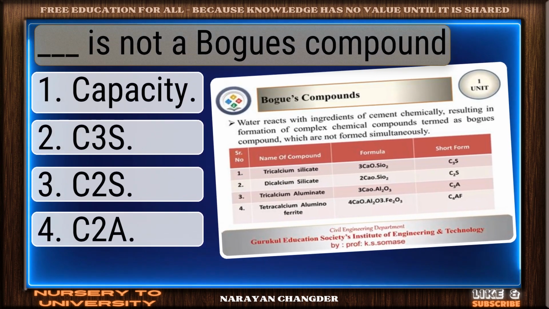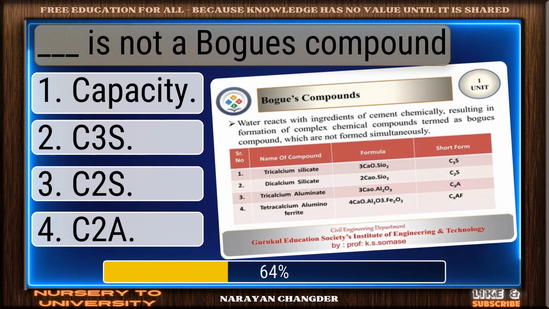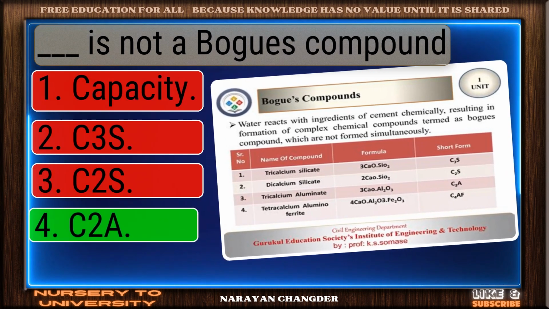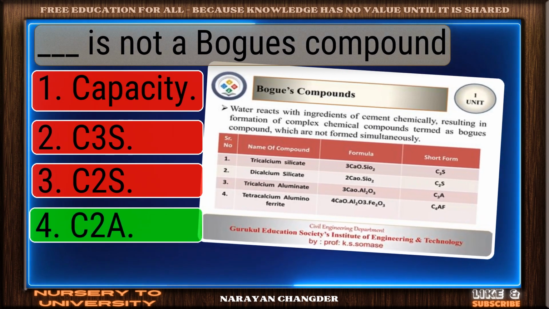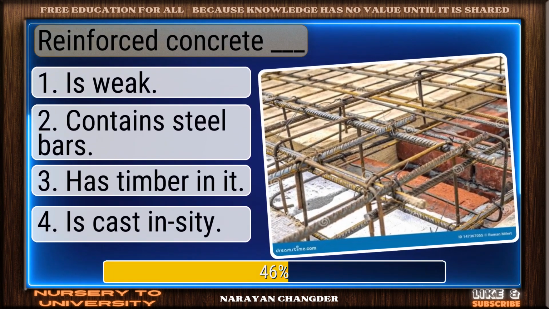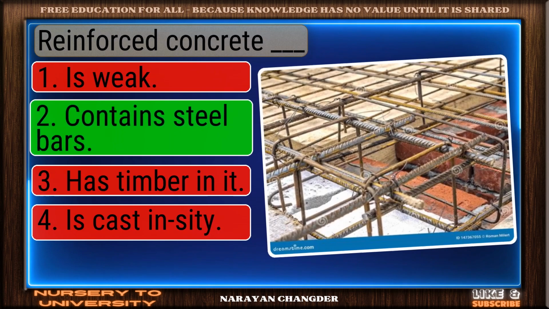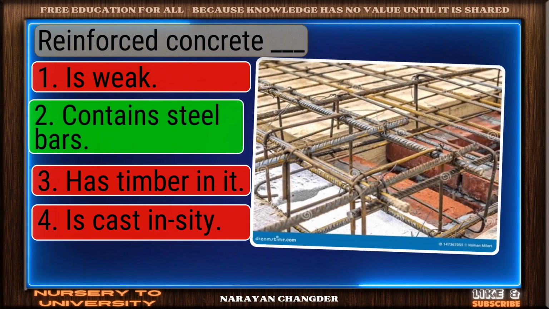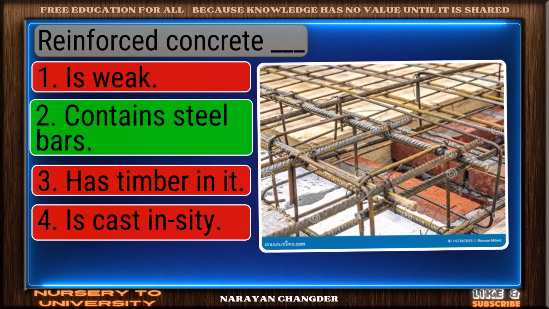Dash is not a Bogue's compound. Well picked. C2A is the correct answer. Reinforced concrete dash. Well reasoned. Contains steel bars is the correct choice.